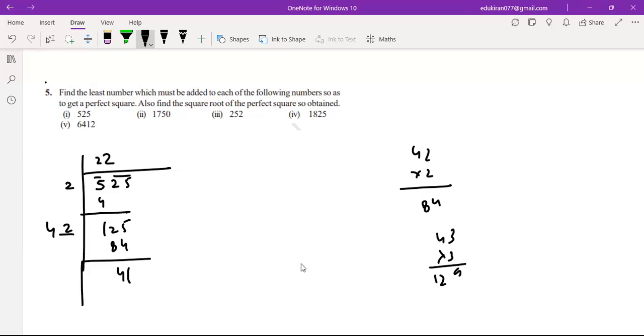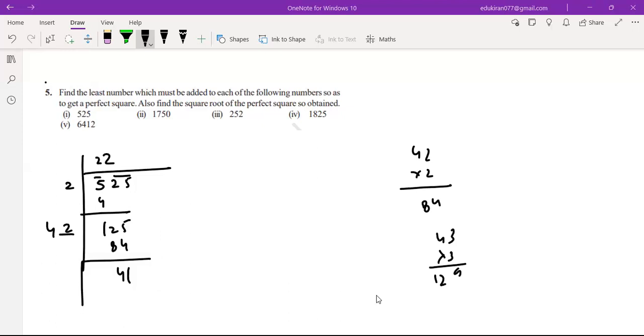Now look at the step very, very carefully. Does any one of you have any idea how to do this? Tell me. We add 1 to the quotient, so it basically becomes 23. And then we find the square of 23 and subtract it from 525. Then the remaining is the number which we should add to the number.